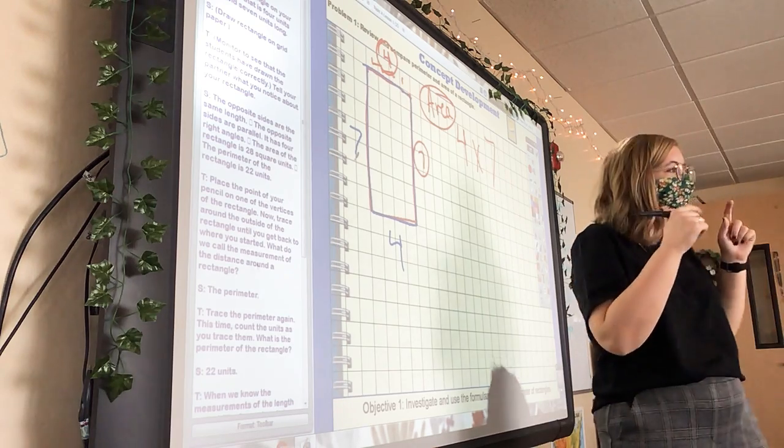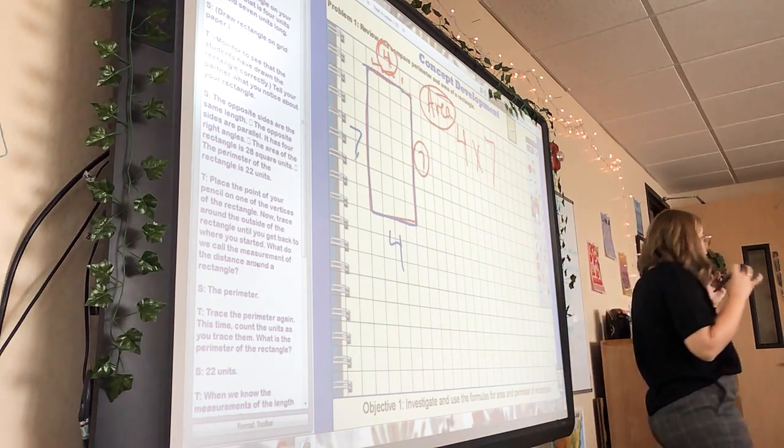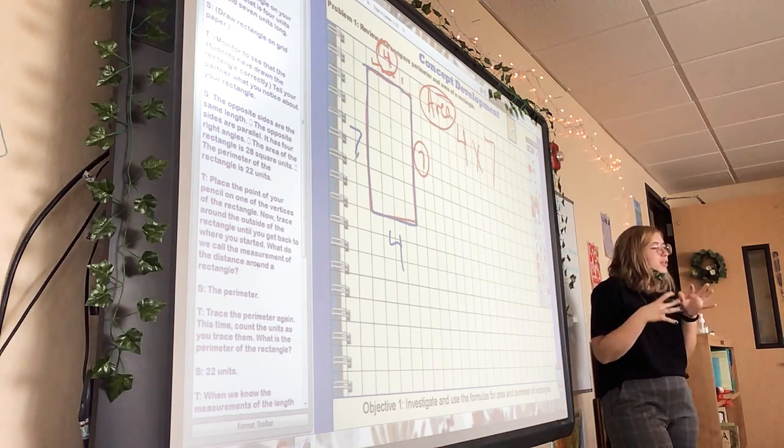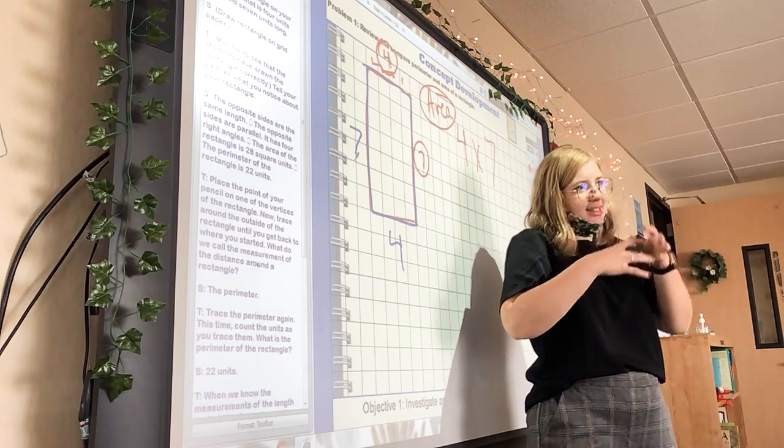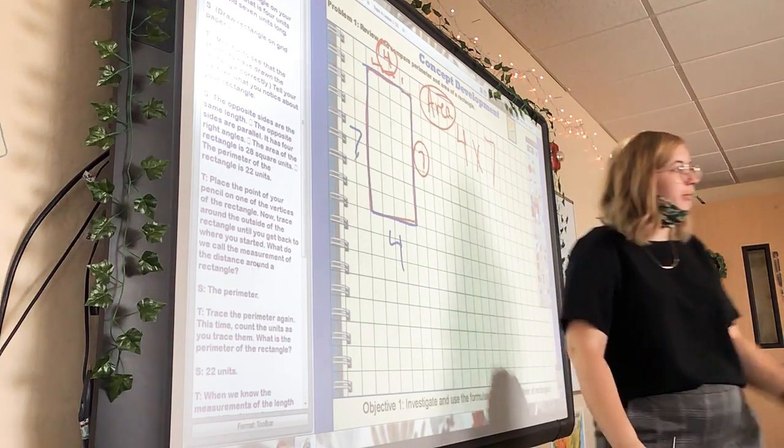Good. Yeah, so she used her folder because she recognized that her folder is also a rectangle, right? So it's really cool. I'm just proud of you for noticing that it was a rectangle and that you could use that as a model to show what you're talking about. So it's really, really cool. Yeah, Isaac.